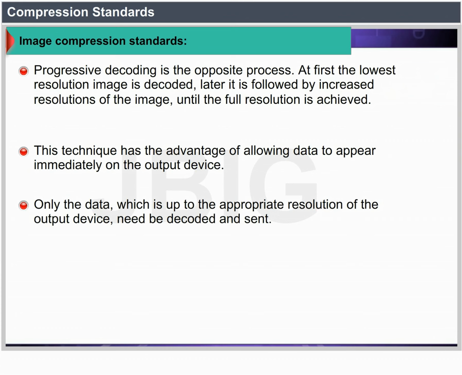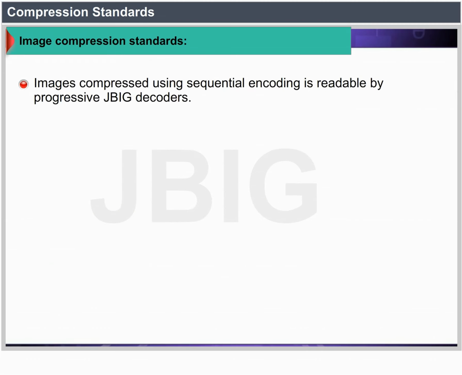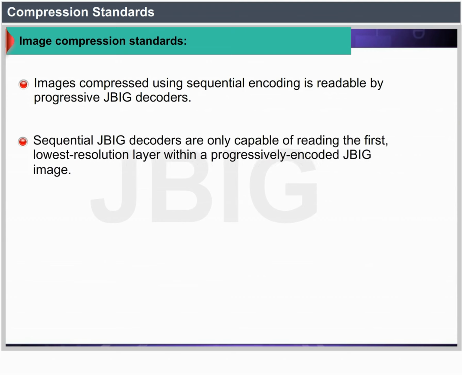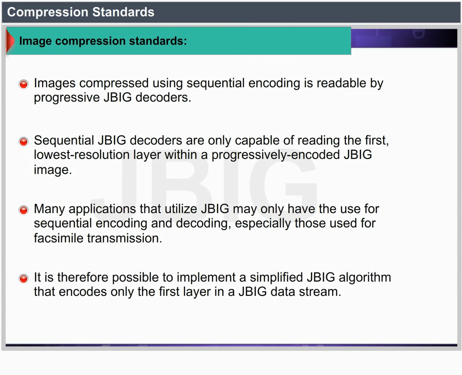Both sequential and progressive JBIG encoding are completely compatible. Images compressed using sequential encoding are readable by progressive JBIG decoders. Sequential JBIG decoders are only capable of reading the first, lowest resolution layer within a progressively encoded JBIG image. Many applications that utilize JBIG may only have use for sequential encoding and decoding, especially those used for facsimile transmission. It is therefore possible to implement a simplified JBIG algorithm that encodes only the first layer in a JBIG data stream.